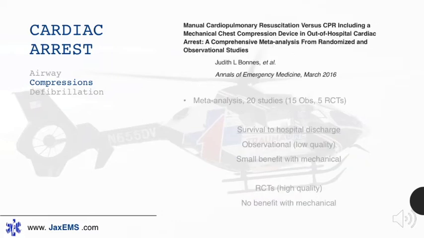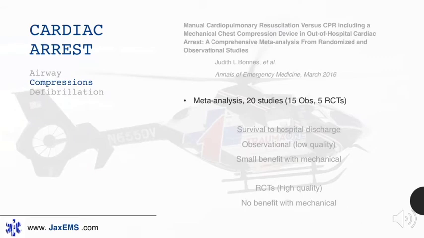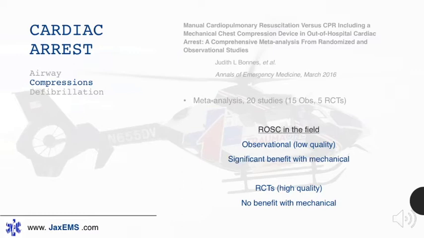Next study here, a meta-analysis looking at 20 studies, 15 observational and 5 randomized controlled trials. For survival to hospital discharge, they broke it up between observational studies, which are our low quality studies, and randomized controlled trials, which are our high quality studies. Our low quality studies showed small benefit with mechanical, and the RCTs showed no benefit. When we looked at ROSC in the field, so return of spontaneous circulation, there was a significant benefit with mechanical, and no benefit when we looked at the RCTs.